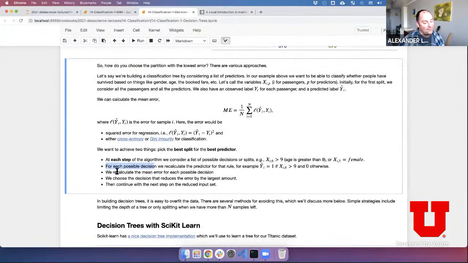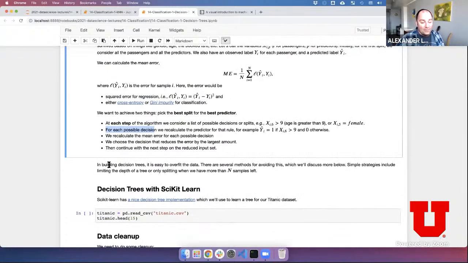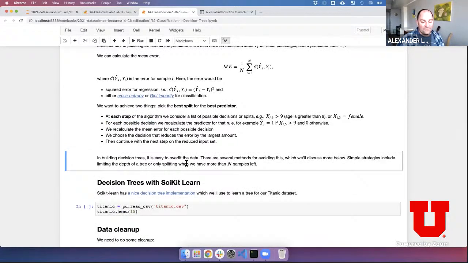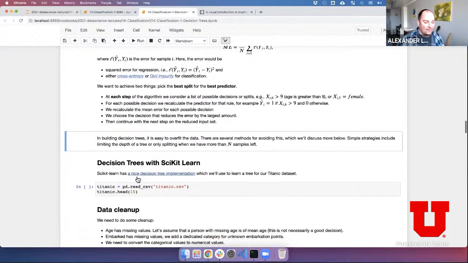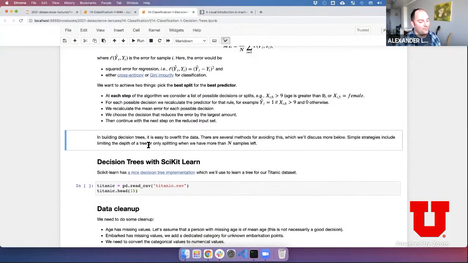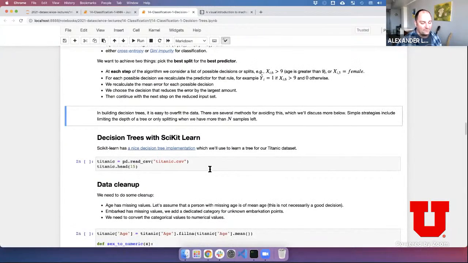And then we recalculate the mean error for each possible decision, and we choose the decision that reduces the error by the largest amount. And then we continue the next step on the reduced input set. So for example, in our previous example, if we take elevation first, we would remove elevation from our consideration. As I already said, it's easy to overfit the data, and there are several methods for avoiding this, which we'll discuss below. As a preview, simple strategies include limiting the depth of a tree or only splitting when we have more than n samples left.